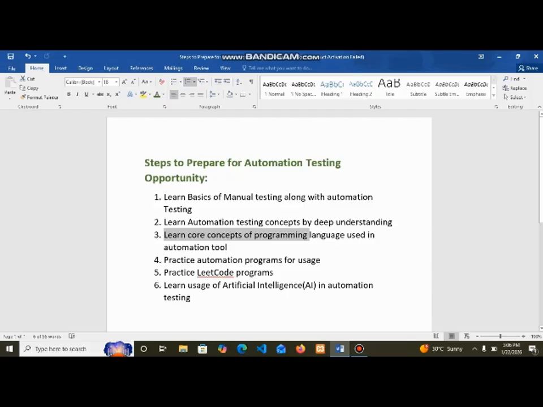And practicing automation programming is the next step you have to follow. So automation programs cannot be learned by reading or by going through it. So you have to practice automation programs and see how to debug, and also to find what are the issues you will face whenever the programming is created for automation. So you can know these kind of problems when you practice and execute all together.